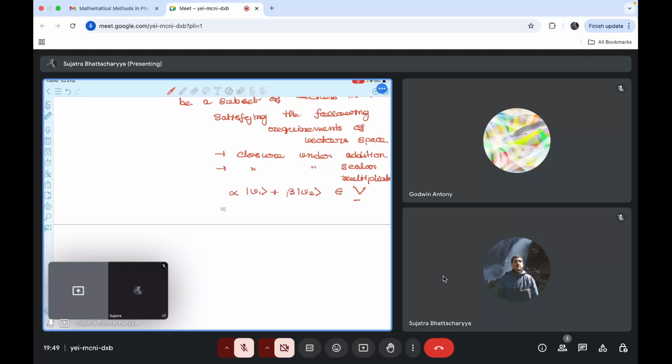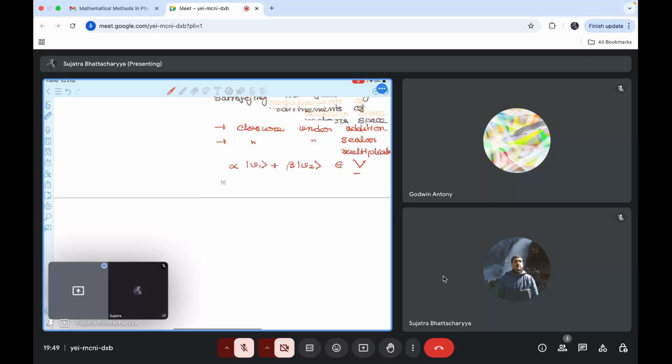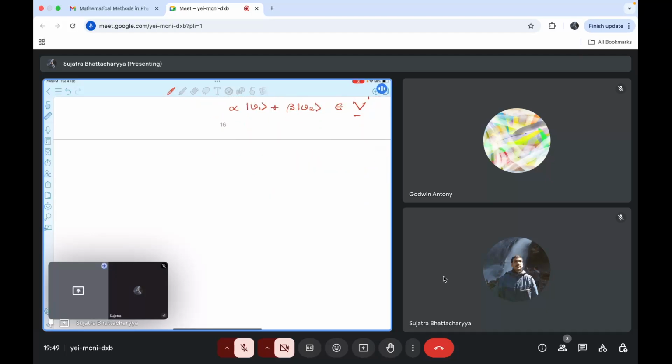Finally, there are certain things. Let's discuss for 5 more minutes and then we can wrap up. Some linear operators are being introduced. Linear operators.